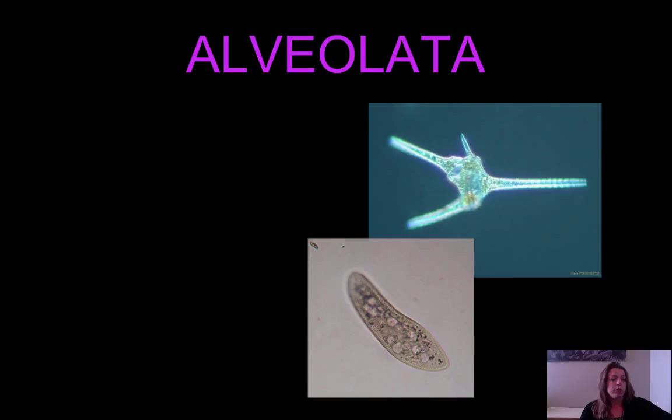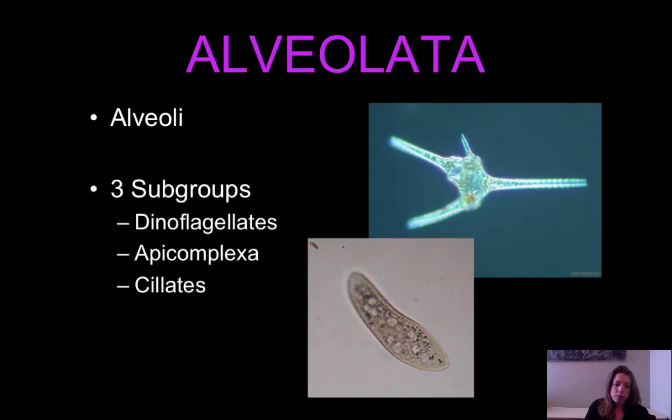Our last supergroup is supergroup alveolata. In this group, all members are going to possess flattened vesicles called alveoli. These are stacked in a continuous layer beneath the plasma membrane, and so here you can see them, these little bubble-looking structures beneath the surface. And in this paramecium, you can see them along the edges. That's what's going to help give the organisms their shape, and so this is a unique feature for the alveolata. They all have alveoli or small sacs or vesicles underneath the plasma membrane.